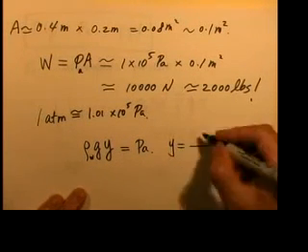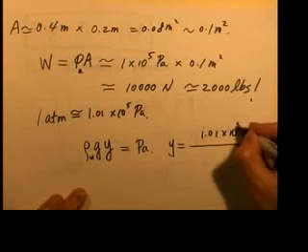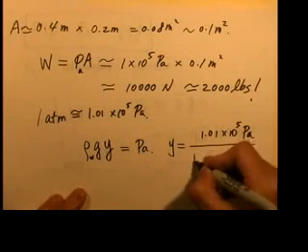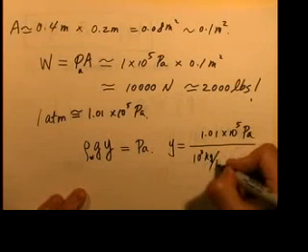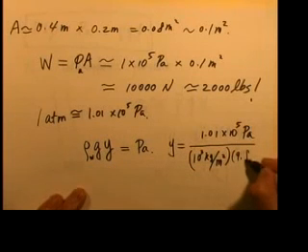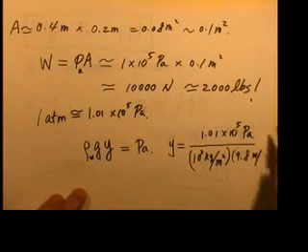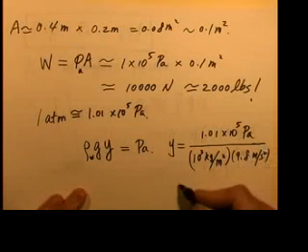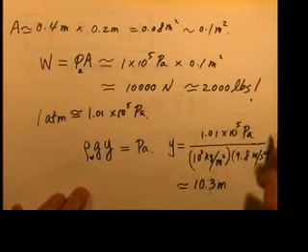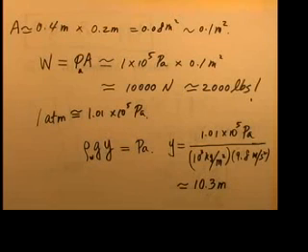Let's see now. 1.01 times 10 to the 5 Pascal divided by the density of water divided by g. The density of water is 1,000 kilograms per meter cubed, and the acceleration of gravity is 9.8 meters per second squared. You work this out, and you'll find it's a mere 10.3 meters. That's it. In other words, every time you dive an extra 10 meters or so, the pressure due to the water increases by 1 atm. That is one entire air pressure outside.